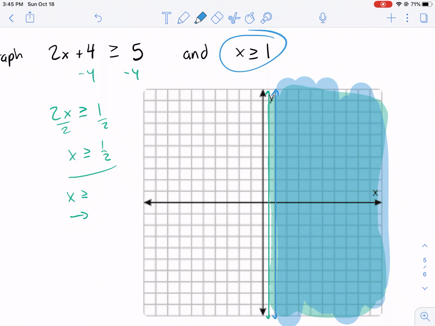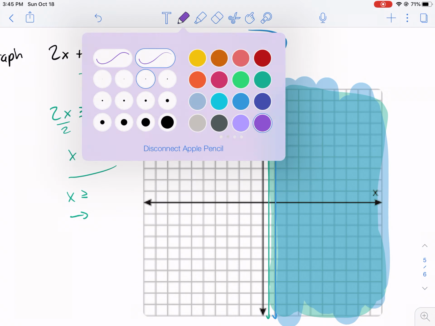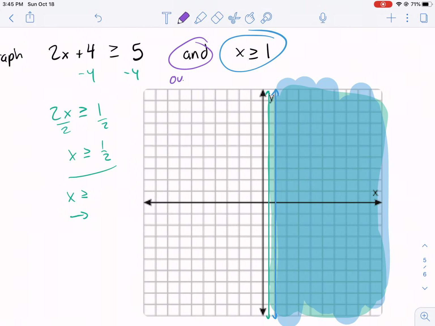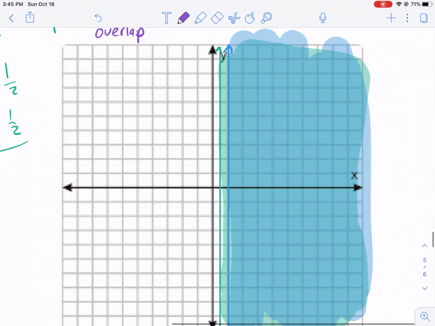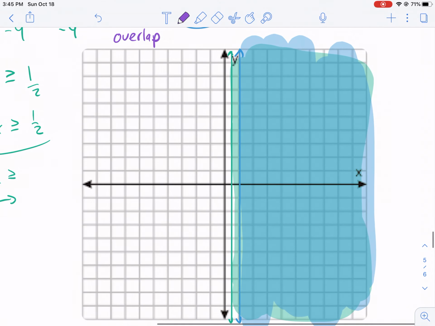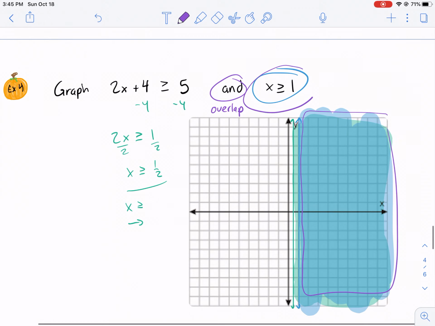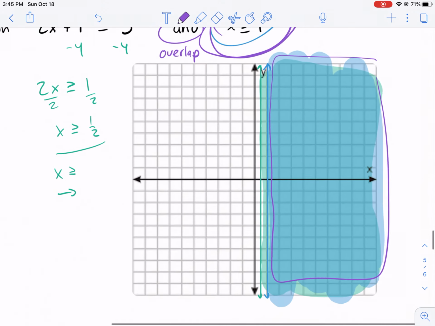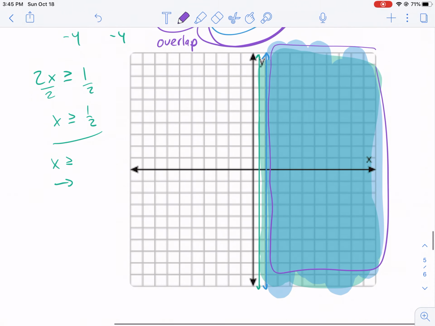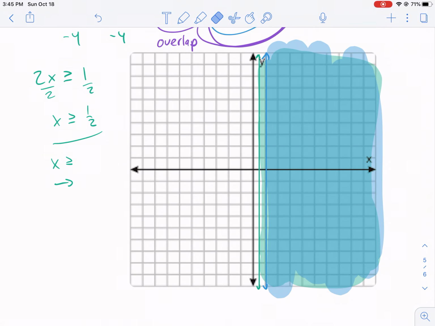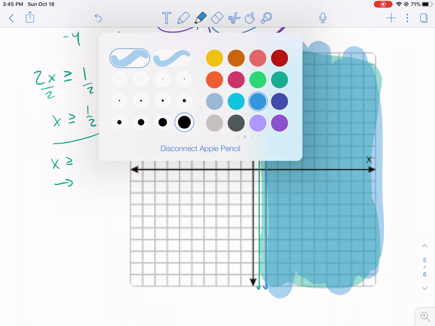Now, it says and. So what does that mean? Well, that's where we're looking for overlap. If you remember, we talked about this when we talked about inequalities before. This is where we're talking about overlap. So where do the 2 colors blend? Well, they blend in this area. They blend everywhere this guy is. So if we were to graph the solutions, our solution would just be where the 2 shaded regions touch.